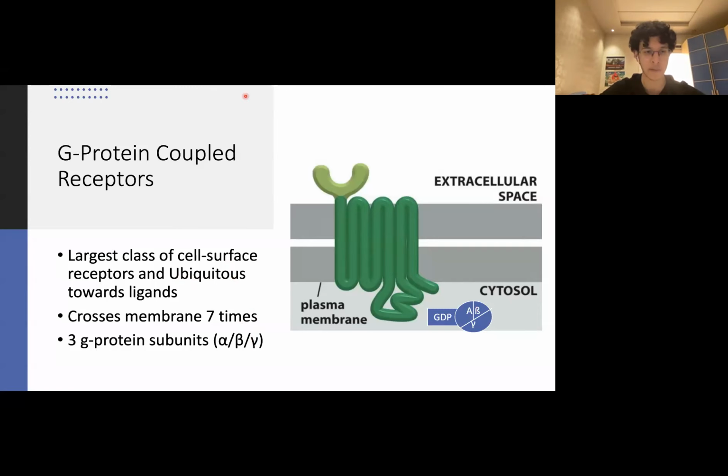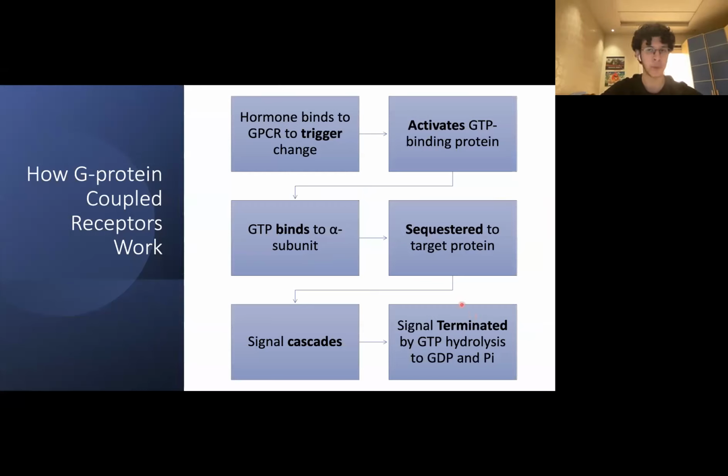It's not very specific. It can accept many different ligands. So we mentioned GDP in GTP binding proteins. We're going to see this GTP binding protein switch. This is one of the main reasons why I needed your attention on molecular switches. Okay, let's look at how these G protein coupled receptors work.